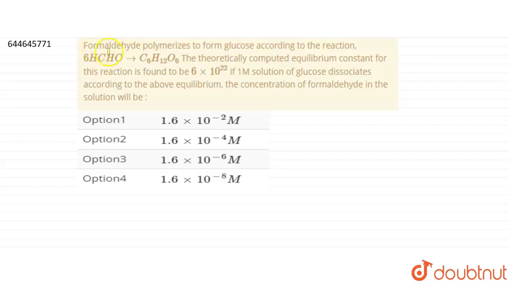So today our question is like this. Formaldehyde polymerizes to form glucose according to the reaction. This is formaldehyde and it polymerizes to form the glucose. This is the reaction we have. The theoretically computed equilibrium constant for this reaction is found to be 6 into 10 to the power 22. So the equilibrium constant for this reaction is 6 into 10 to the power 22.